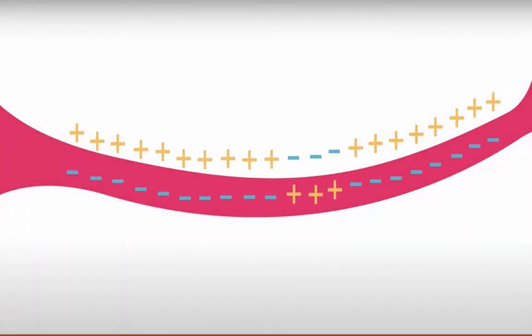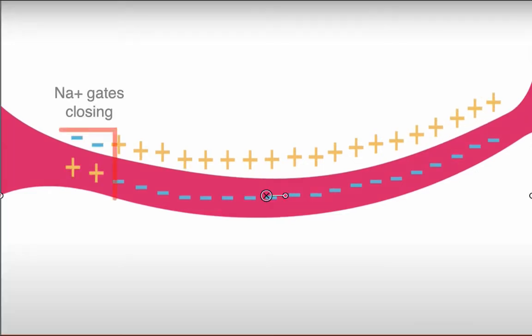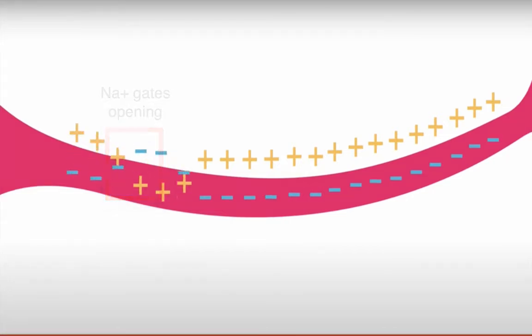First is the systematic opening and closing of voltage-gated sodium and potassium channels down the neuron. When sodium gates are closing at one point, sodium gates are just starting to open downstream of the neuron. This allows for the action potential to travel like a wave down the neuron.